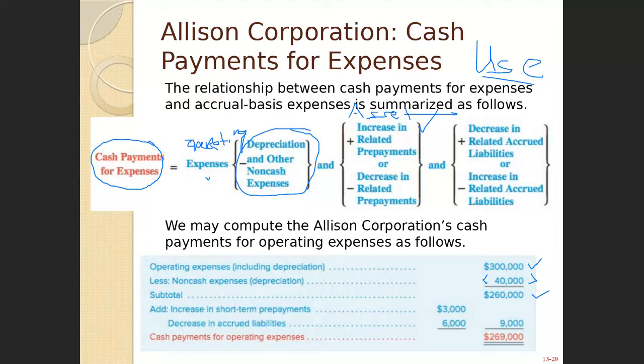Anybody have an idea? When a prepaid asset account increases, what's the journal entry? Not debit cash, debit the prepayment. Excellent, Christian. You are going to debit the prepaid asset account because it's an asset. It has a debit balance. And here in this instance, we debit the prepaid asset account for $3,000 because that was the amount of the increase.